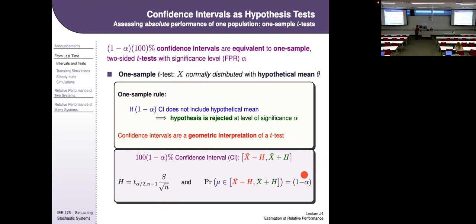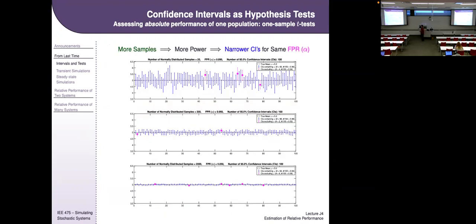Another way to view these confidence intervals is that the probability that the real population parameter is in the confidence interval is equal to the confidence level. So a 95% confidence interval means that if you give me one confidence interval, there's a 95% chance it includes the real value.